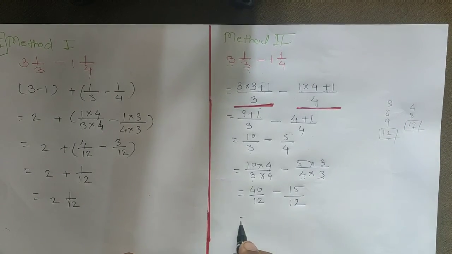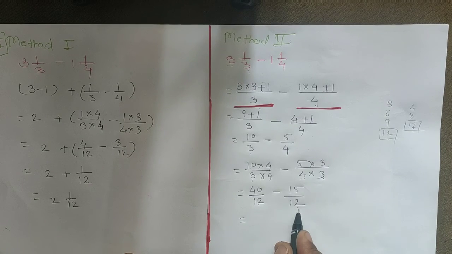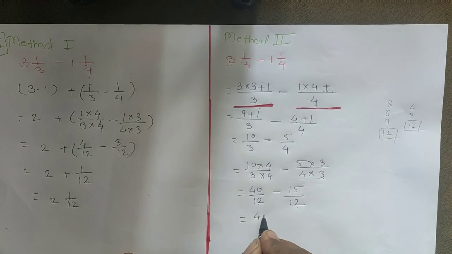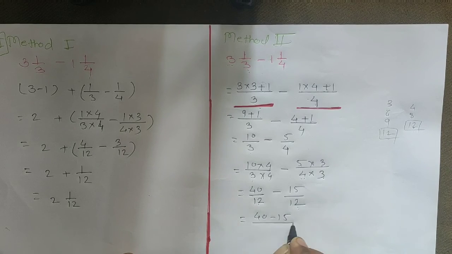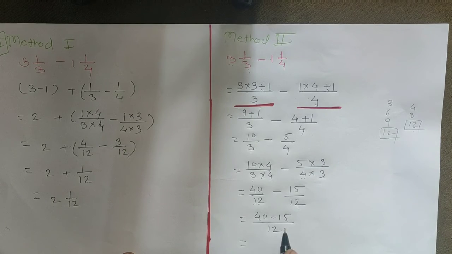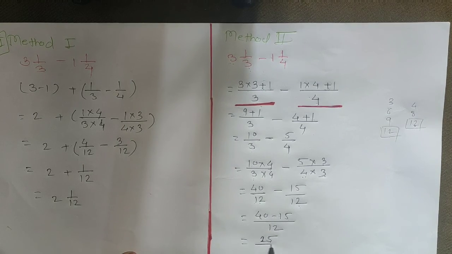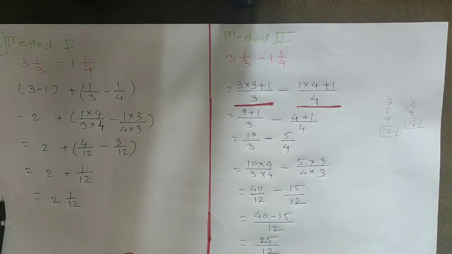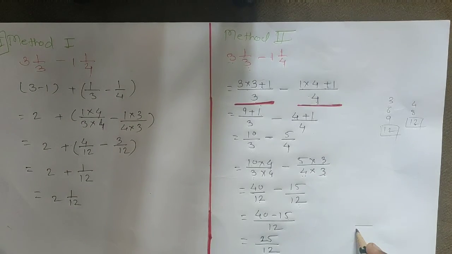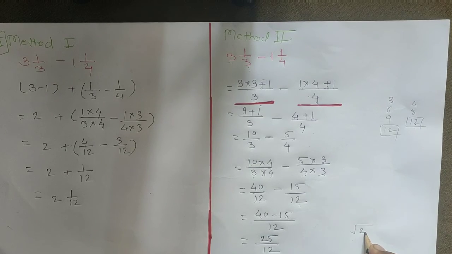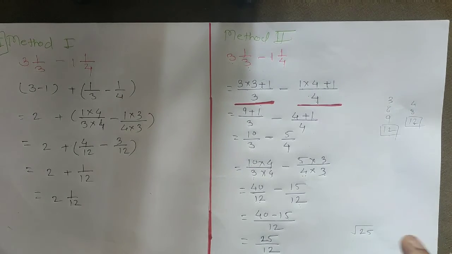Now the denominators are the same, that is 12 and 12. Now what do we have to do? 40 minus 15 upon 12. So the subtraction of this both is 25 upon 12. Now this is an improper fraction. We have to convert it into a mixed number. This is your rough work. You don't do this on the page where you write the fair answer. You write it on the rough page and solve, and then write only the answer here.